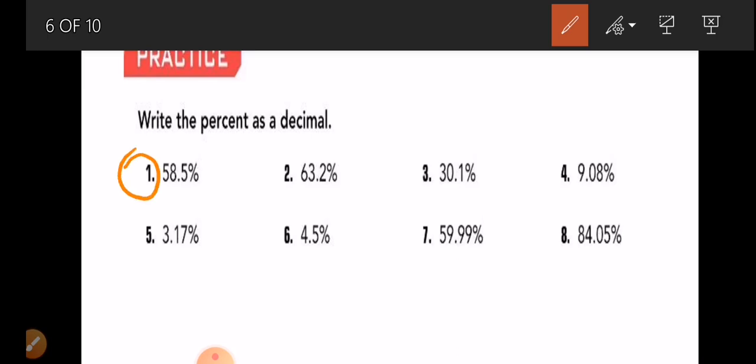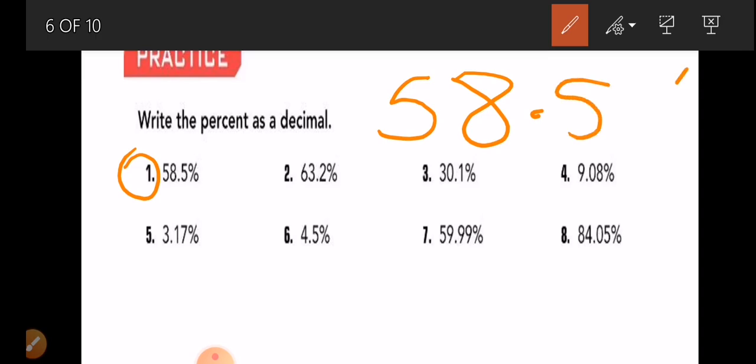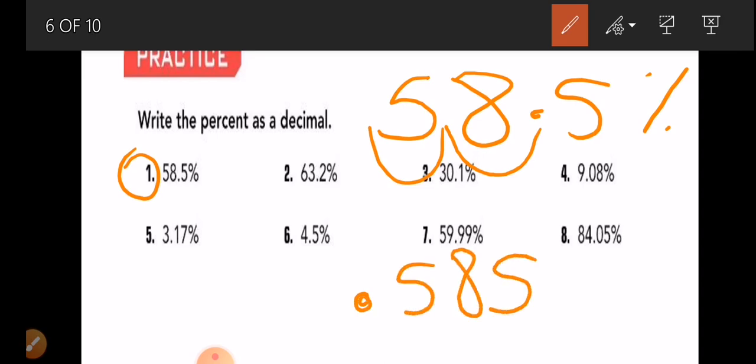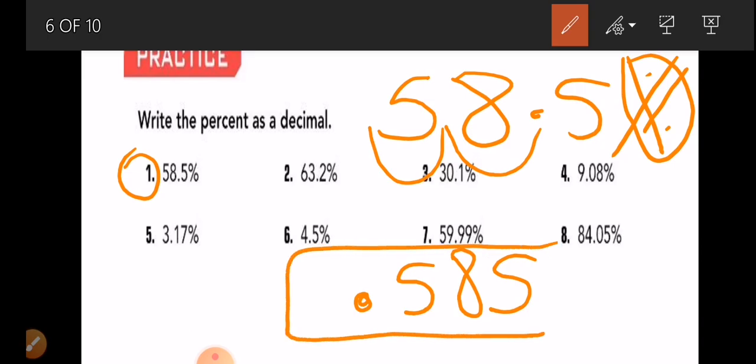So for example, number 1, let's write it big, 58.5%. I want to make it decimal, it means I will divide by 100, 1, 2. So the number will be 0.585. This is the first step, I divided. The second step, now it's a decimal, so no need for the sign. So I will just write my decimal, 0.585.